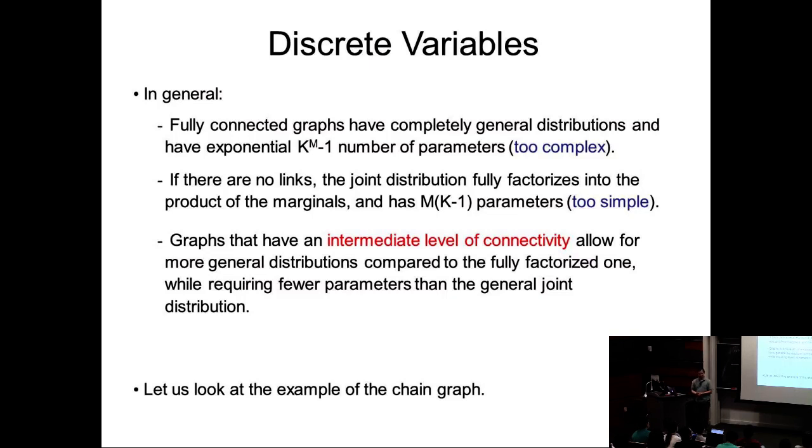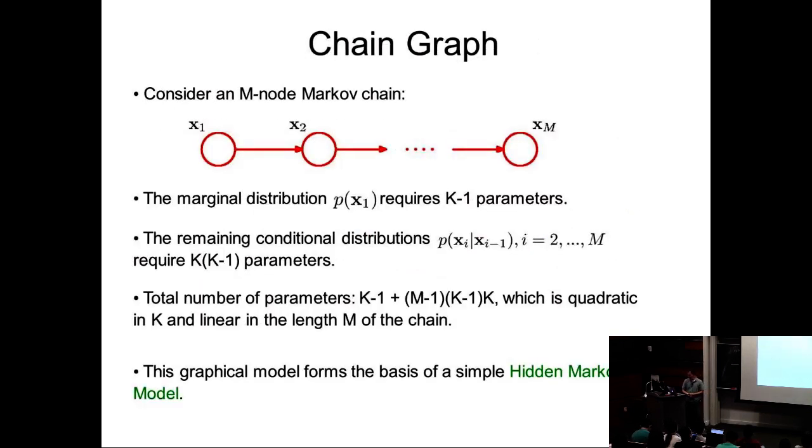So let's look at an example of the chain graph. Let's consider an m-node Markov chain. Markov chains are going to be our friends when we're going to be doing inference in these models, right? But let's say I have a Markov chain expressed in this way. If I look at the marginal distribution here, p of x1, it requires k minus 1 parameters, right? Because it's a multinomial over k values. The remaining conditional distributions, p of xi given xi minus 1, will require on the order of k squared parameters.